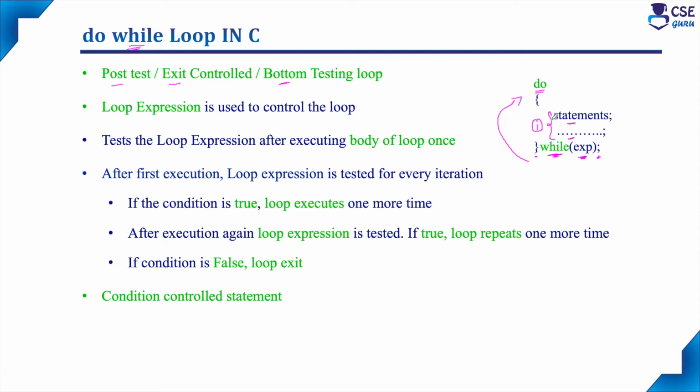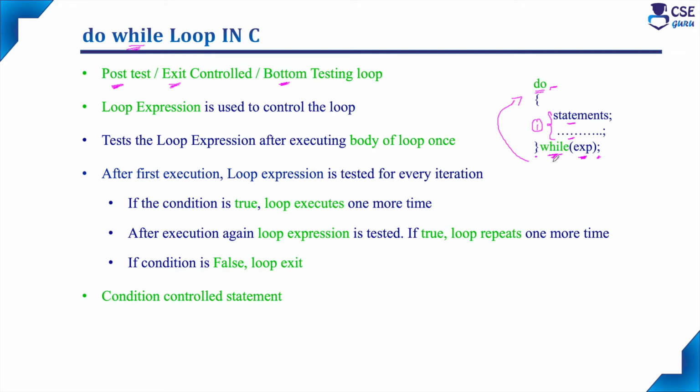Since here, after executing the body of the loop, it checks the condition, it is otherwise called post test loop. And here, entry is not restricted anywhere. Exit is only restricted. Whenever the while loop condition is evaluated to false, it will exit here. It will not allow the body of the loop to execute one more time. So here exit is restricted. Do while loop is otherwise called exit control loop. Since do while loop checks the condition at the bottom of the loop, it is also called bottom testing loop.